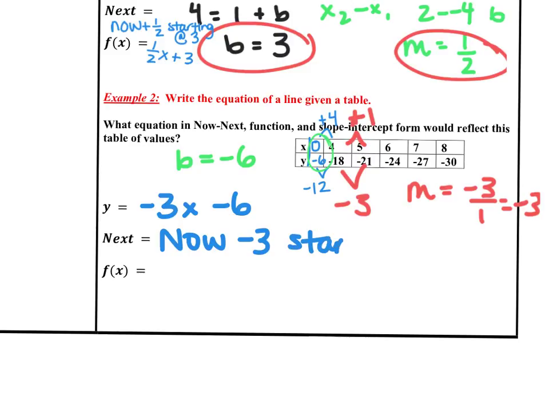Starting at negative 6. And then f of x is the same thing as y equals. It's just got a different name for y. So negative 3x minus 6. Same kind of thing.